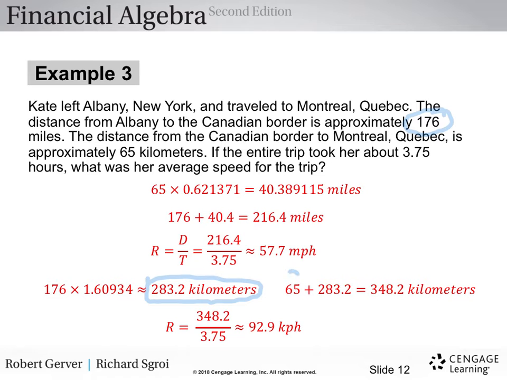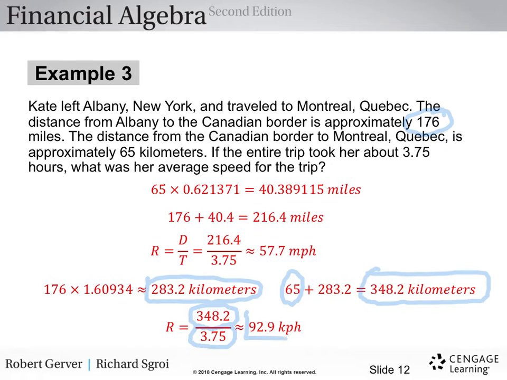Now we know she's traveling 65 kilometers in Quebec, so we add those two, and her total distance in kilometers now is 348.2 kilometers. Now, using our same formula, but now using metric measurements, her rate is equal to her distance, 348.2, divided by the time. By the way, time is the same whether you're doing metric or English. So 348.2 divided by 3.75.